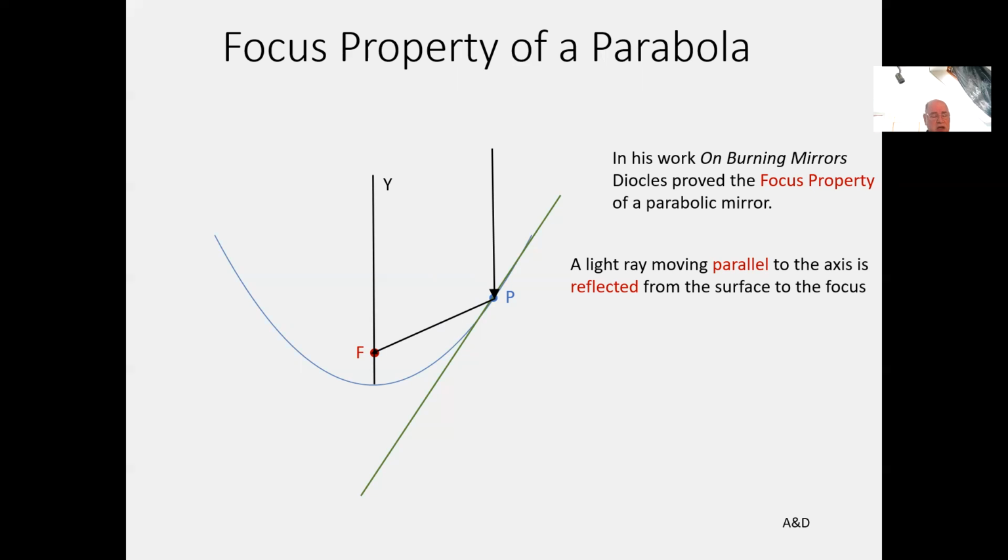What he was able to prove was that if you drew the tangent line at that point, which of course his older teacher, Apollonius, showed him how to draw, what Diocles proved was that these 2 angles were equal. So if you draw a line parallel to the axis to any point on the parabola, and draw another line from that point to the focus, and then draw the tangent line, the 2 angles that those 2 lines make with the tangent line are equal.